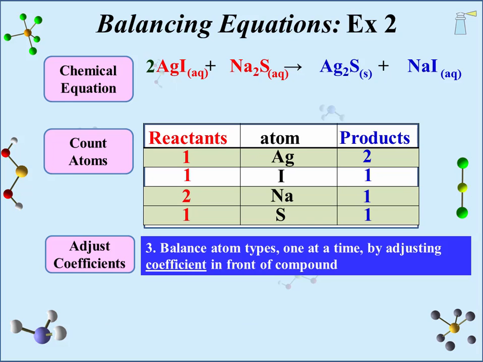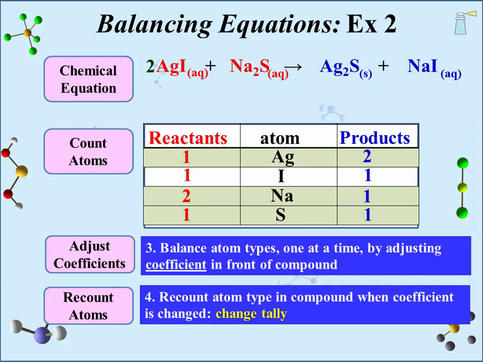Changing the coefficient means recounting the atoms in the compound silver 1 iodide. The recount involves atoms that have been changed by the change in the coefficient. That's both the silver and the iodine. They have implied subscripts of 1. Multiplying the subscript of 1 by the coefficient of 2 gives a new reactant tally for the silver and iodine of 2. With this change, is the equation now balanced?